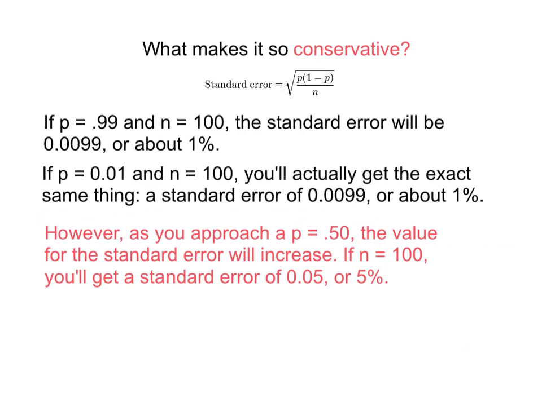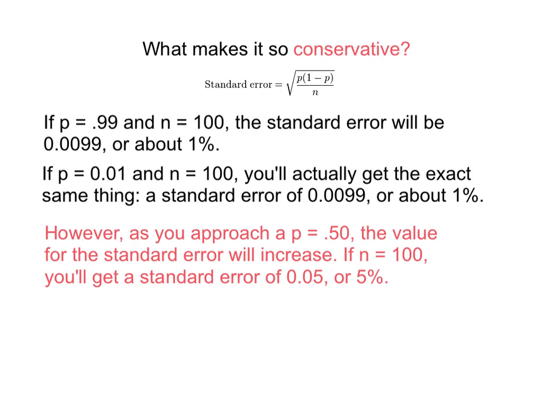Now, what makes it so conservative? We have this standard error formula, and we want the conservative standard error. To explain this, we just have to think about the proportions. I'm going to use a sample size of 100 to make this easier. If the proportion is 0.99 or 99% and your sample size is 100, the standard error using this formula is going to be 0.0099, which if we round puts us at about 1%. We go down to 0.01 or 1% for our sample proportion, keeping our sample size at 100.